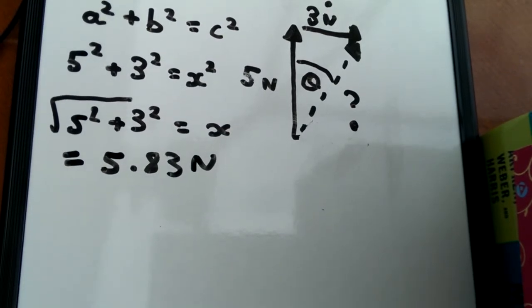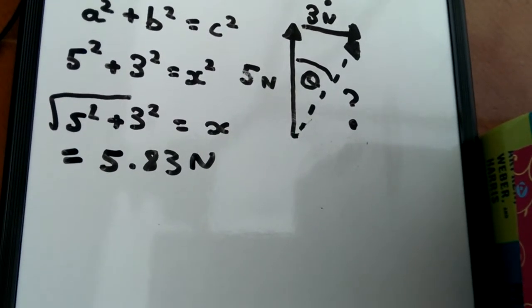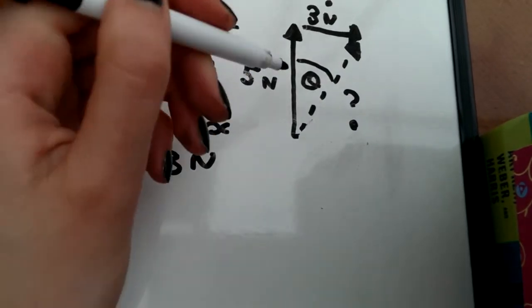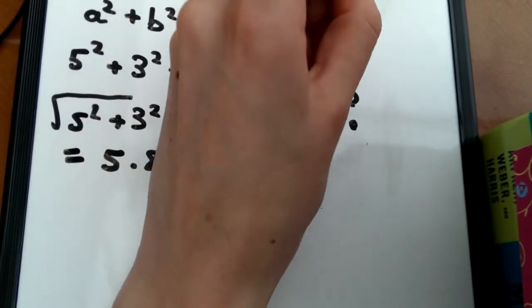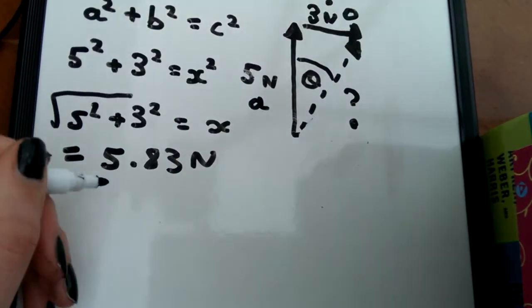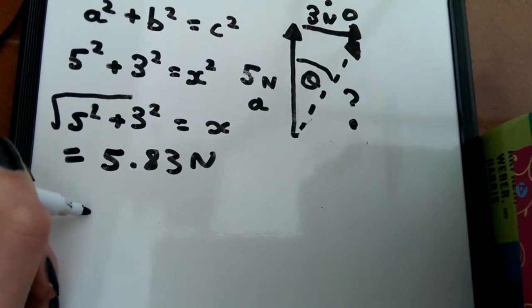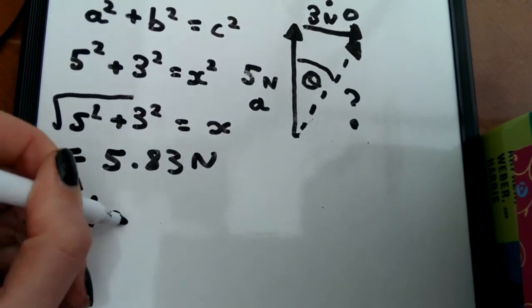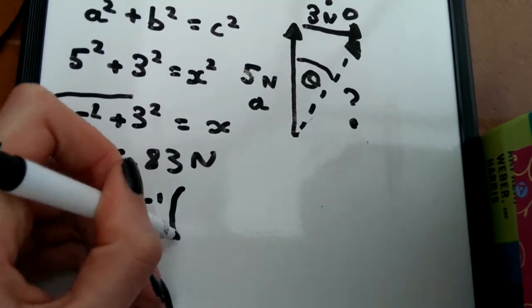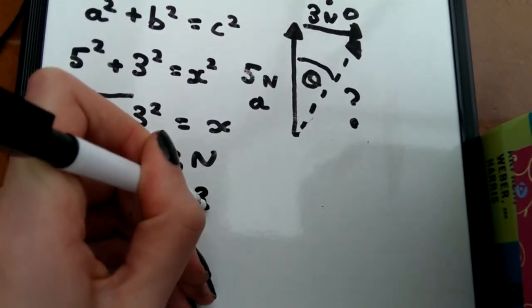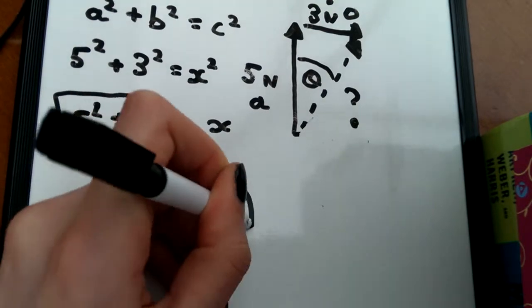If I then want to find the angle, we want to use SOHCAHTOA. So in this case we have 5 as the adjacent, 3 is the opposite. So I just want to use the inverse of tan. Tan is TOA, which is opposite over adjacent. In this case would be 3 over 5.